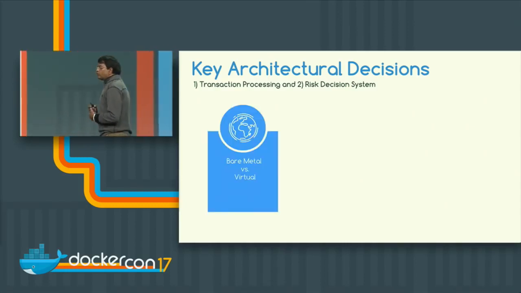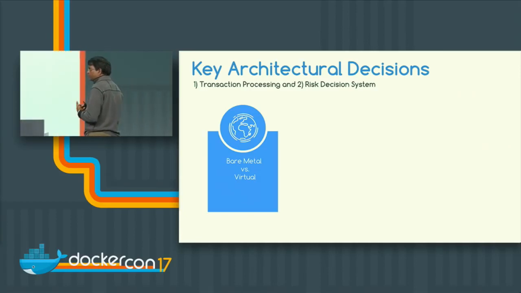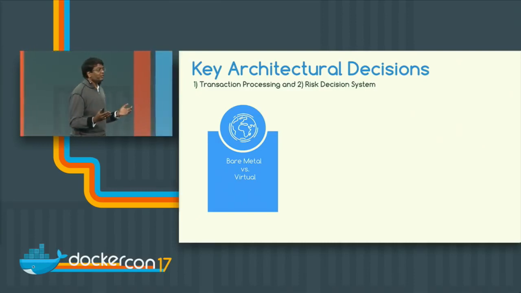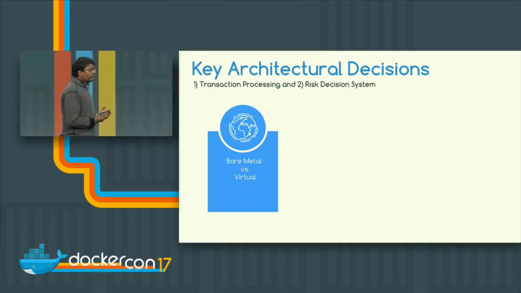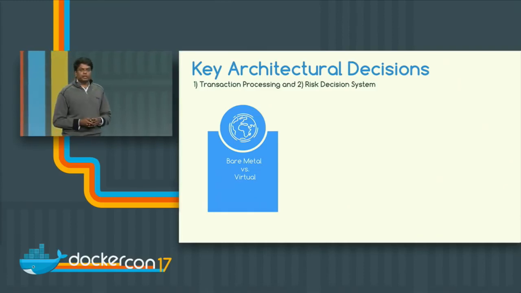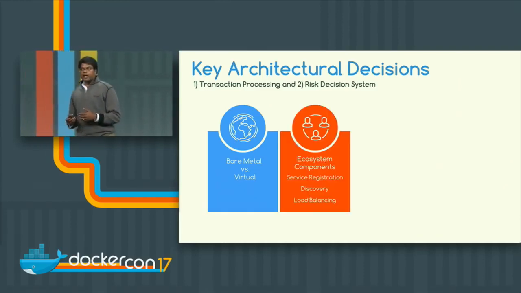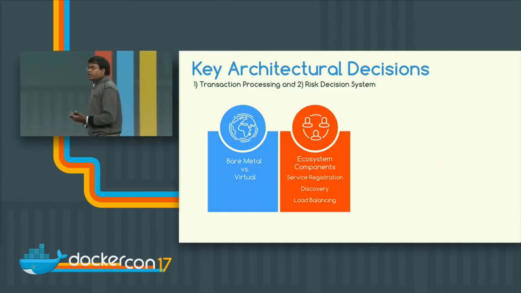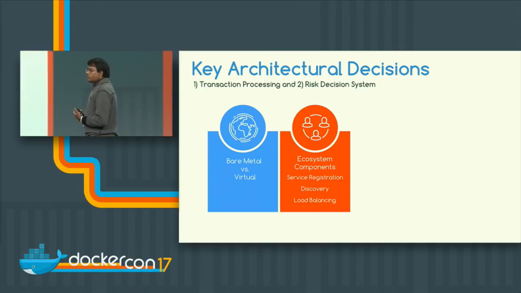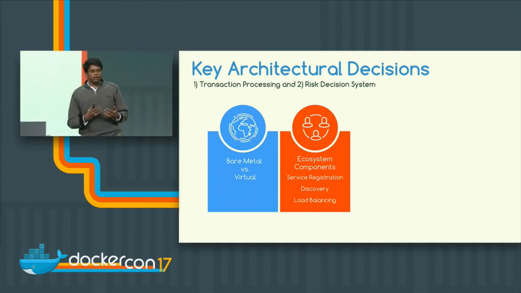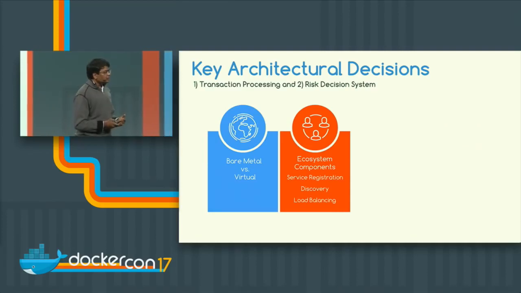And then we had to go through some key architectural decisions. The first one is, am I going to go with bare metal or virtual? And this was like a civil war among architects. And we finally went with a bare metal solution. And the second decision that we had to make, there are a lot of options in the ecosystem. Which technologies do we use when it comes to discovery, load balancing, and so on and so forth?